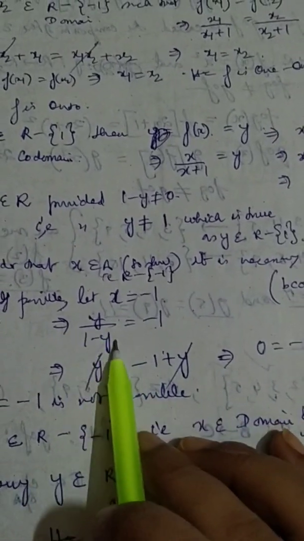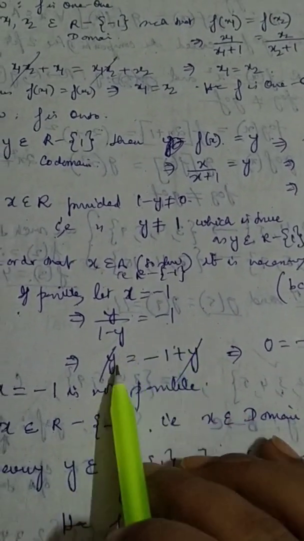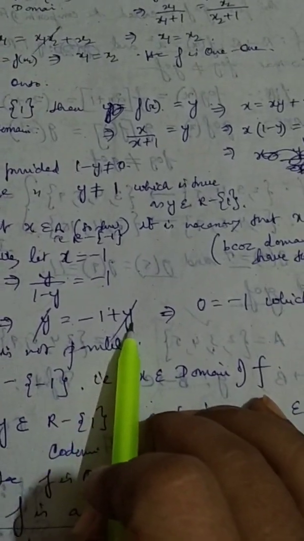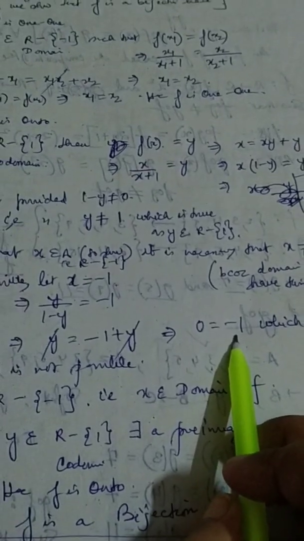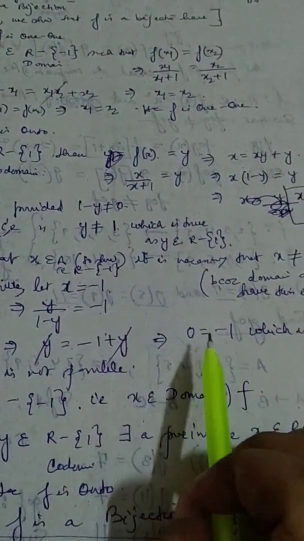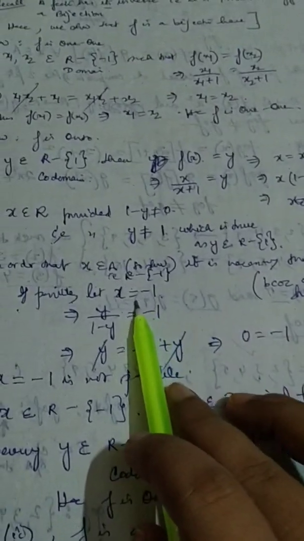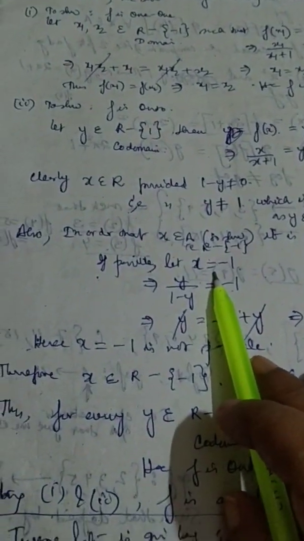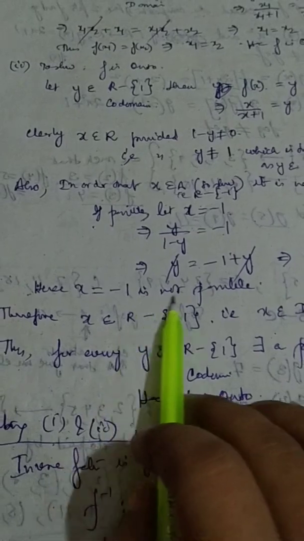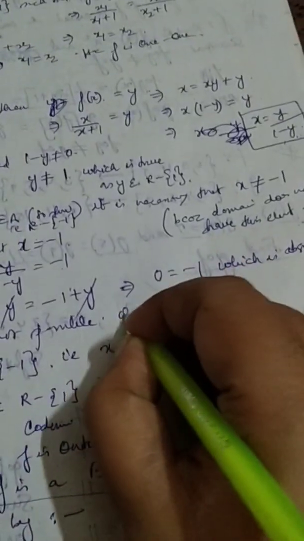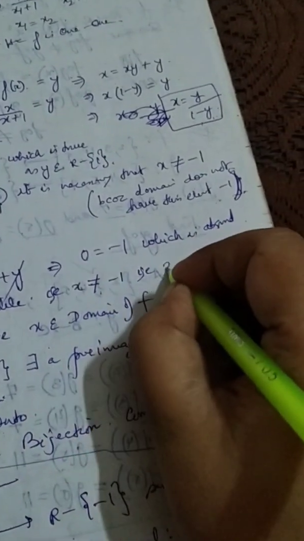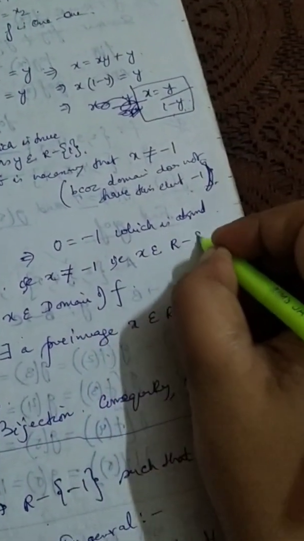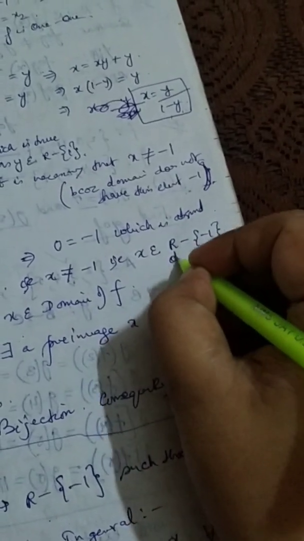It would give me y by 1 minus y is equal to minus 1. So y is equal to minus 1 plus y. So it gives me an absurd result, that is 0 is equal to minus 1. So definitely if x is equal to minus 1, then it is giving me an absurd result. So definitely x cannot be equal to minus 1. So that is my conclusion. Hence x is equal to minus 1 is not possible. That is, x is not equal to minus 1, which means that x belongs to R minus of minus 1, that is the domain.